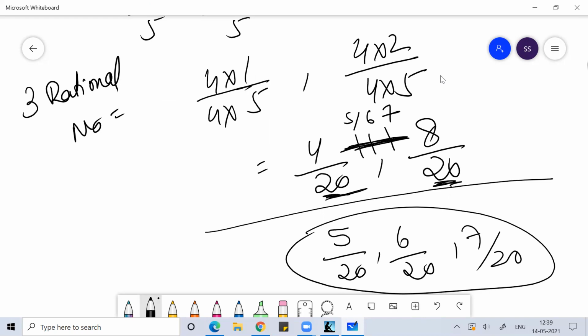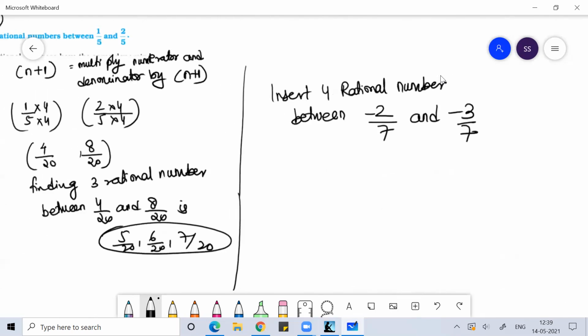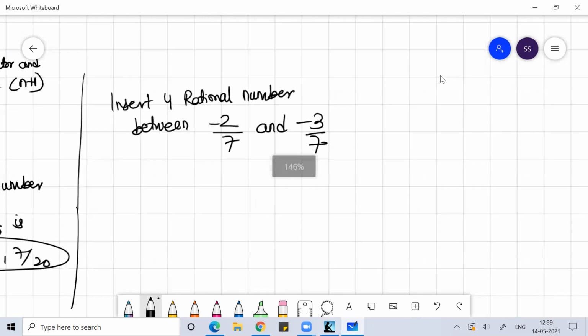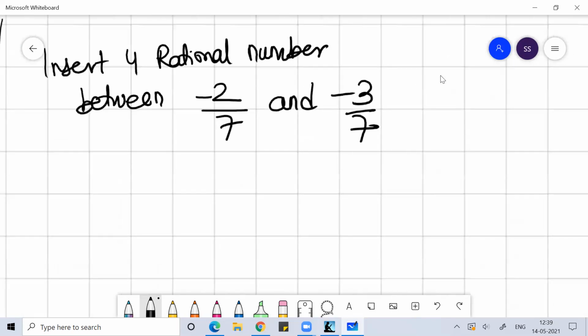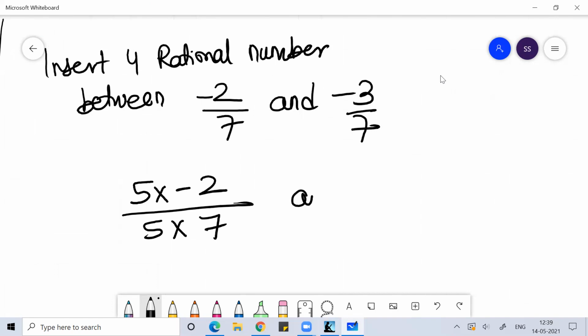Okay, and this I understood. Same thing you have to do here. If I'm asking you to insert 4 rational numbers between them, then we have to add 4 plus 1, which is 5. So you have to multiply 5 with both numerator and denominator. Yeah, sir. Okay, so now I'll do it. One second, I'll do it.